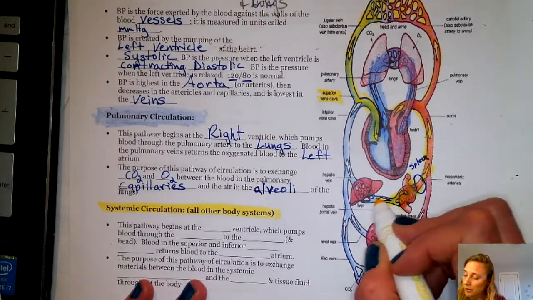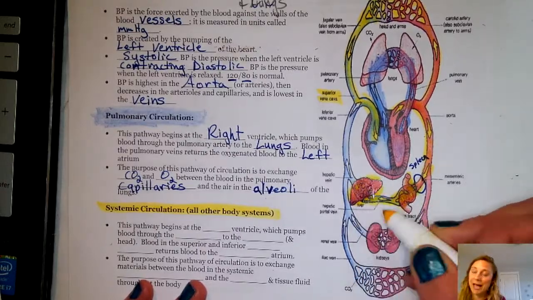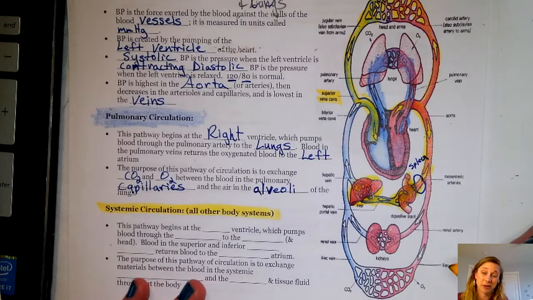Okay, then the blood goes directly to the liver. This is actually the hepatic portal system. Hepatic means the liver.